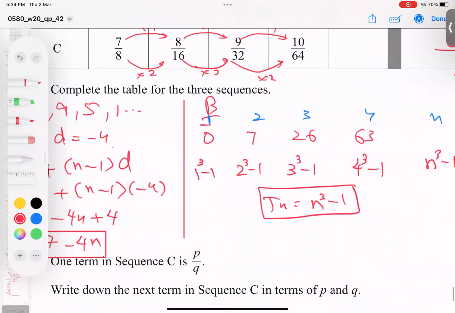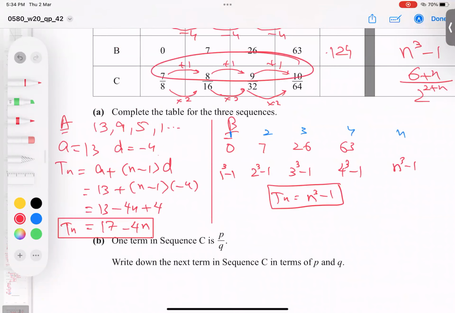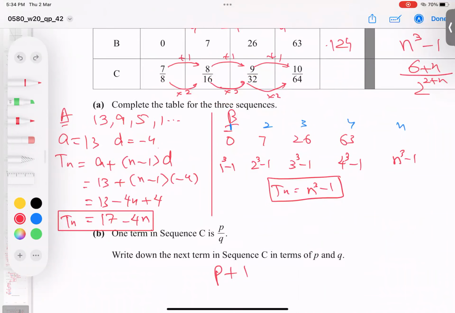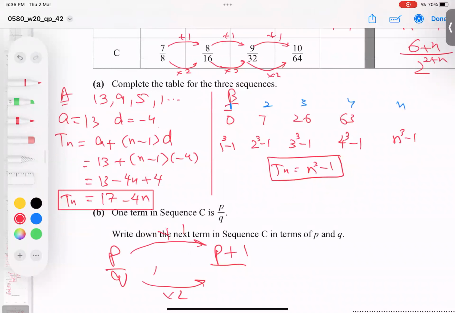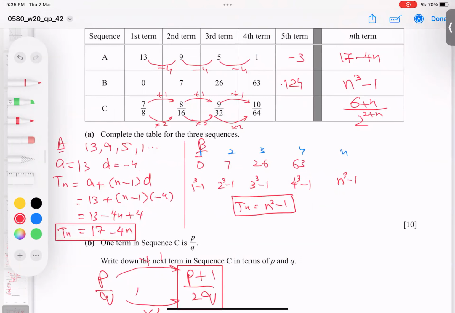So if one term is this, find the next term in terms of p and q. My question: what am I doing above? Adding. So if I add to p, what becomes? p plus 1. That's simple. And down, it is multiplied by 2, so this is 2q. So the next term is p plus 1 over 2q. Alhamdulillahi Rabbil Alameen, this is my final answer. And I believe you got the point.